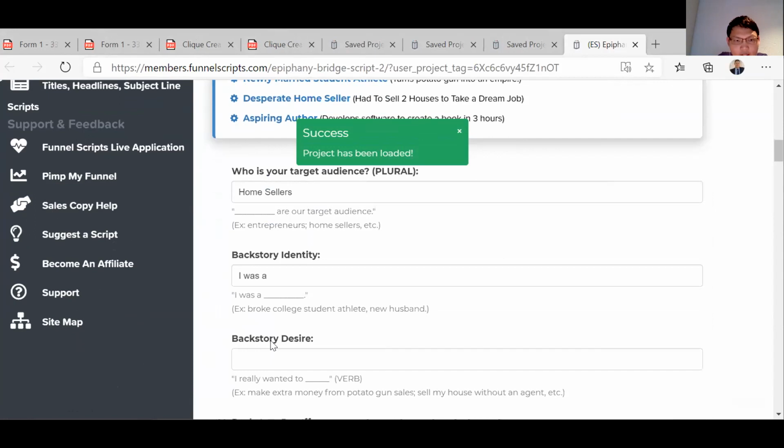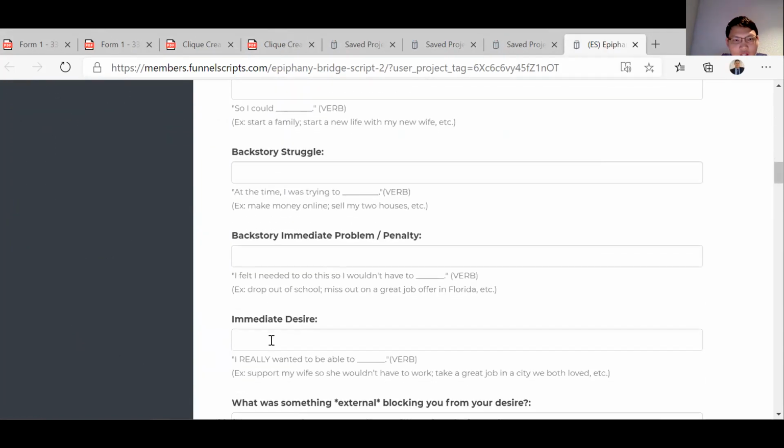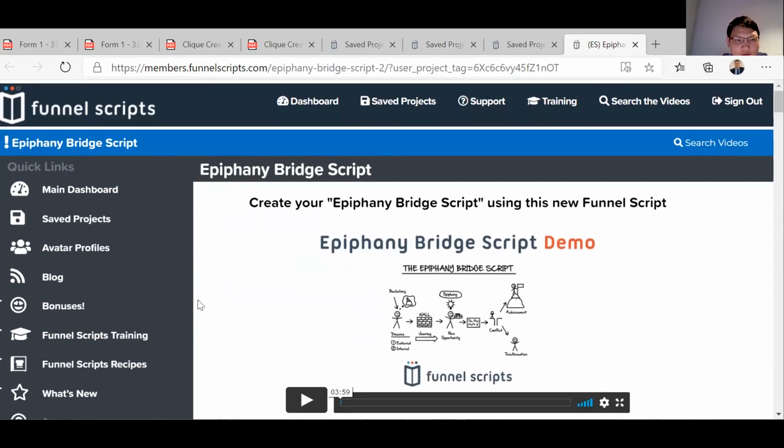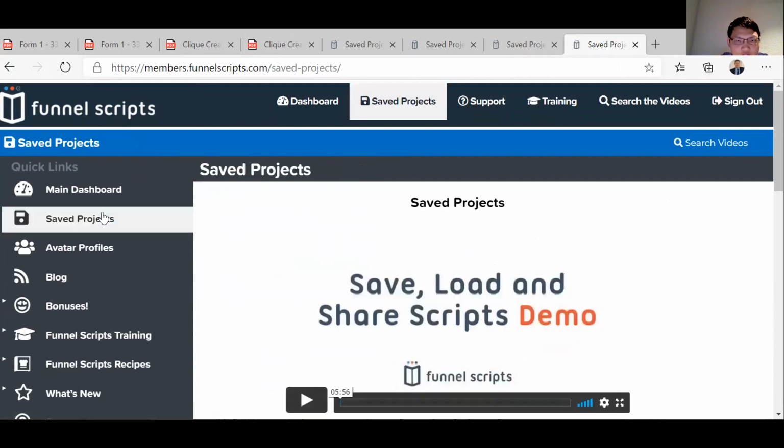Okay. So basically a backstory desire. And so now it's very easy for you to do it right now. So now, no, I think this is the wrong one. If you scroll down. This is my first one, I think. No, this is a personal bridge story. So if you scroll up, save the project, I'm sure you got the visor.